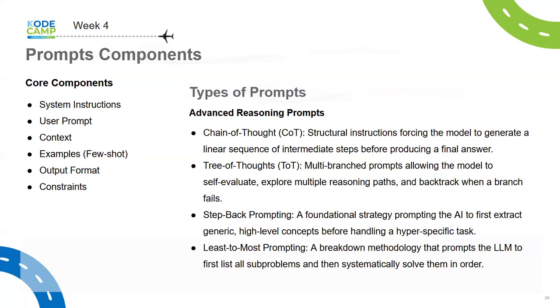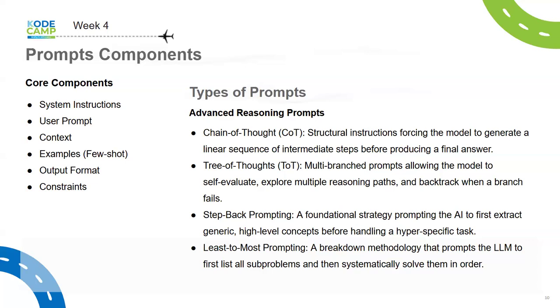So we have a chain of thought, which is structural instructions forcing the model to generate a linear sequence of intermediate steps before producing a final answer. So in this case, that prompt, you are asking it to think about the problem, to list out a sequence of steps to take, and then to follow those steps before giving you an answer. That's what a chain of thought prompt is.